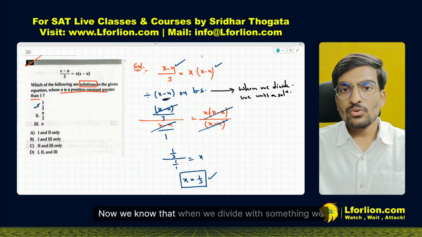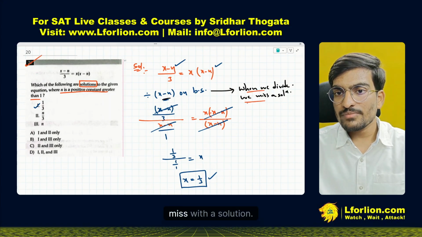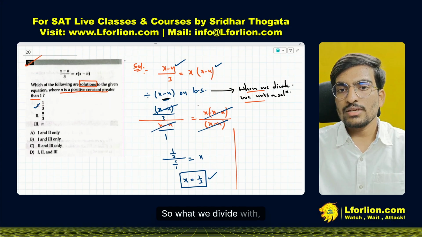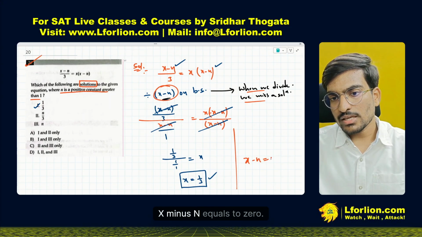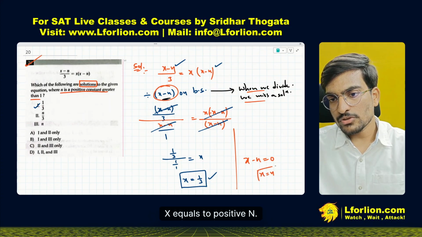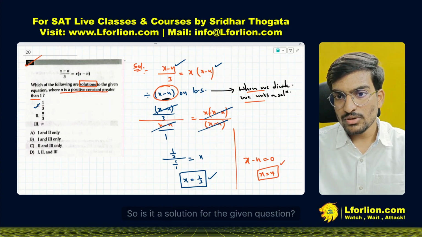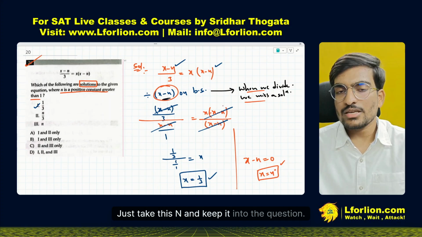Now we know that when we divide with something, we miss a solution. So what we divided with is x minus n. So let's see, x minus n equals 0, x equals positive n. So is it a solution for the given question? Just check it. Just take this n and keep it into the question.